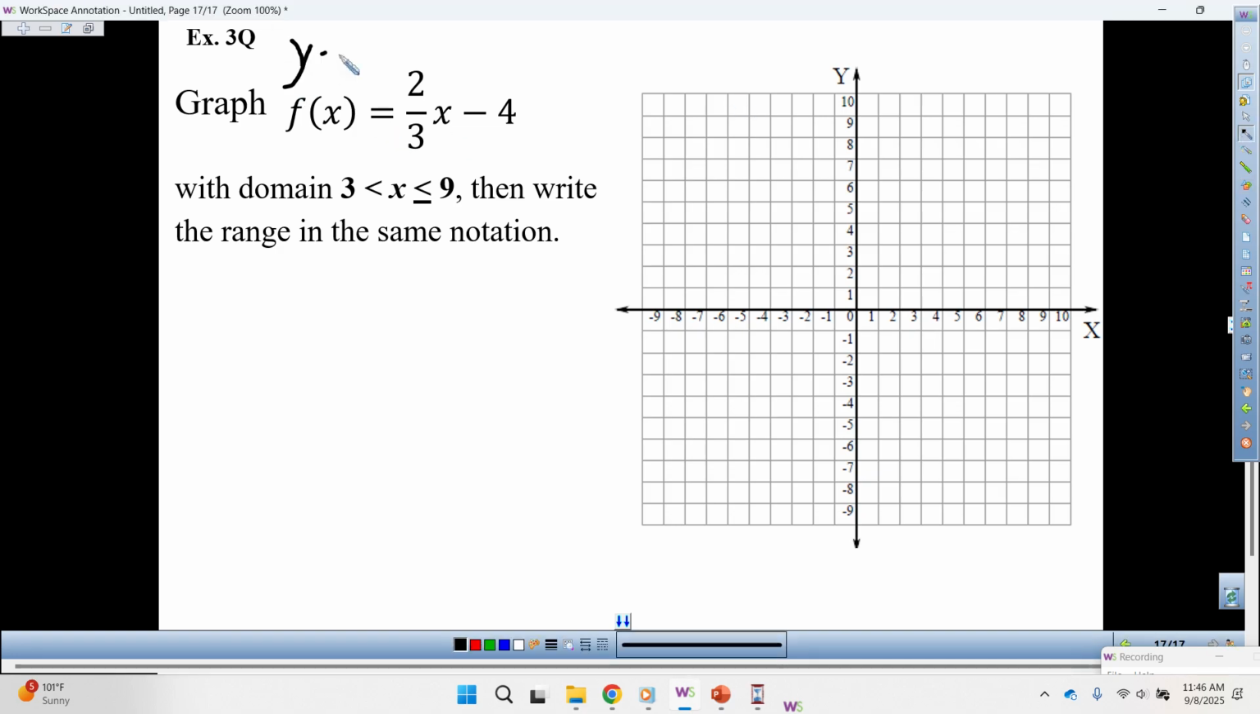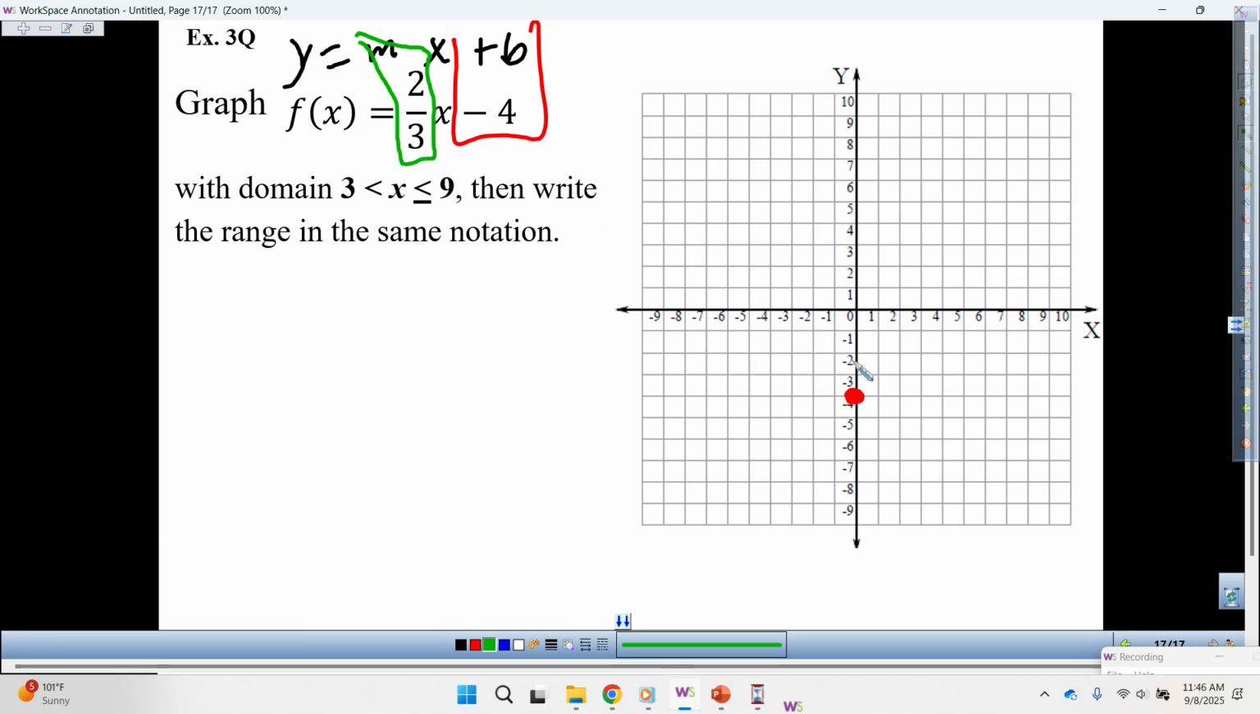So we write y equals mx plus b. Miguel, what's our y-intercept? Negative 4. Looks about right. There it is. Slope. Alexa. 2 up and 3 to the right. That is correct. We go 2 up, 3 to the right, 2 up, 3 to the right, 2 up, 3 to the right. All right. Not bad, not bad. There it is.